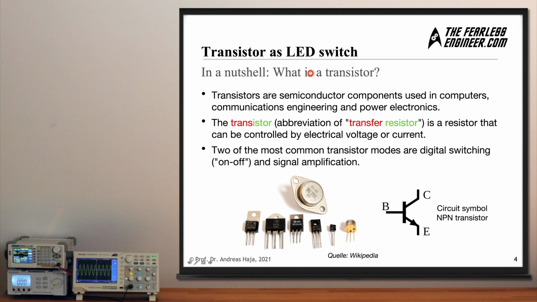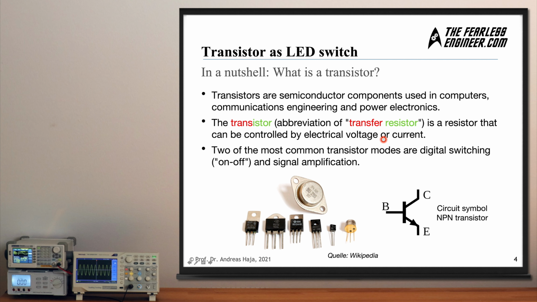Now, in a nutshell, what is a transistor actually? It's a semiconductor component which is used in computers, in communications engineering, and also in power electronics and many, many other places all around the electronics world. And the transistor is an abbreviation of transfer resistor. This is where the name comes from. And it's a resistor that can be controlled by electrical voltage or current.